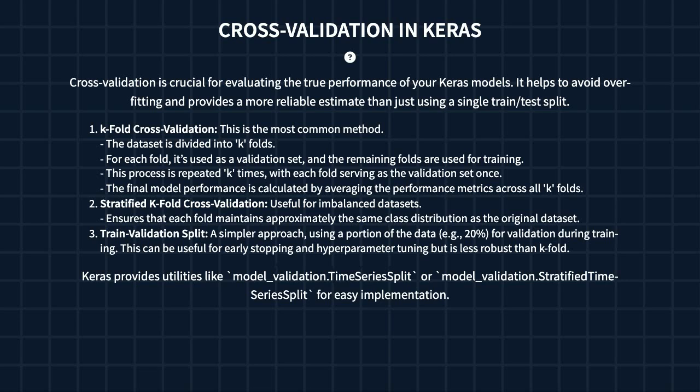This process repeats k times, with each fold acting as the validation set once. Finally, you average the results across all those validations to get an overall performance estimate. Stratified k-fold is especially helpful if you have imbalanced datasets, ensuring that your folds maintain a similar distribution of classes. A simpler alternative is just using a train and validation split, but k-fold offers more robustness.